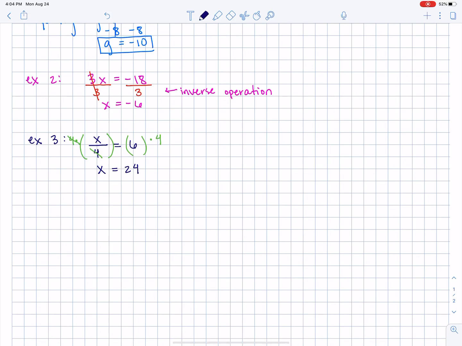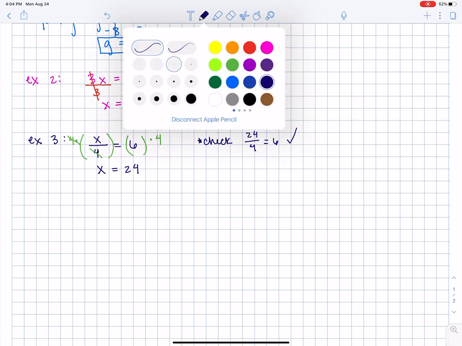And a good idea is to always go back and check. So quick check on this one, 24 divided by 4 is equal to 6. That works out for us, it's true. Okay, we are gonna do one more here.